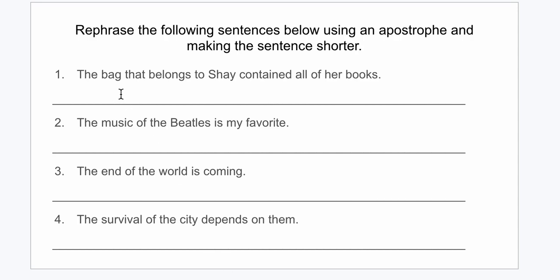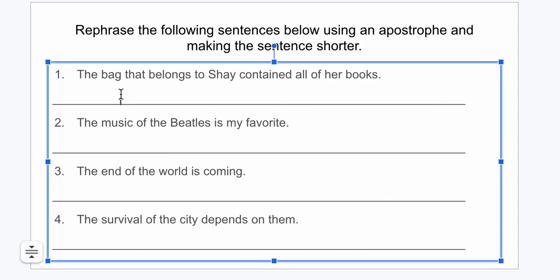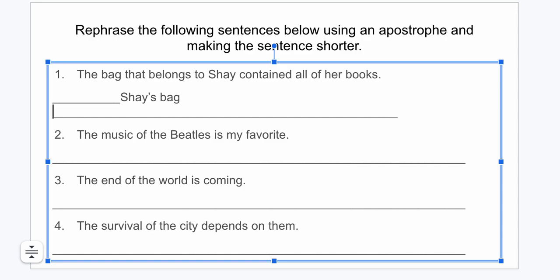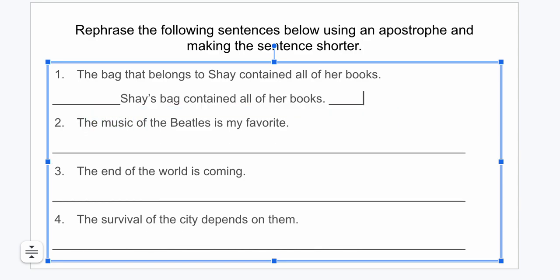So the bag that belongs to Shay contained all of her books. Another way that I could rewrite this is Shay's bag contained all of her books. And feel free to do this with me and write that down yourself. That is how I would do that first one. Again, I got to shrink the sentence. I used an apostrophe correctly, and the message of the sentence stays the same.